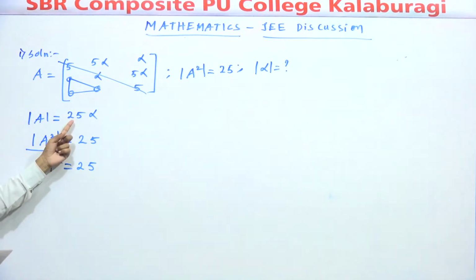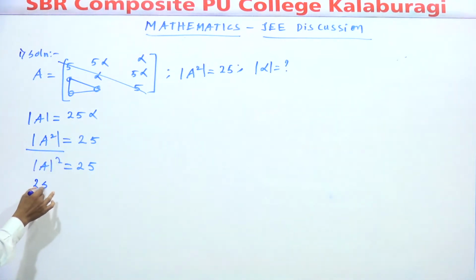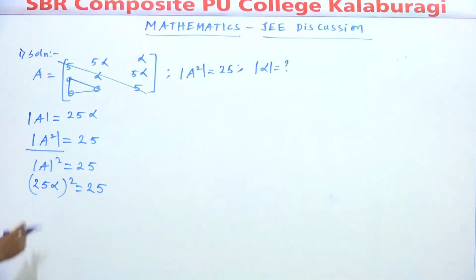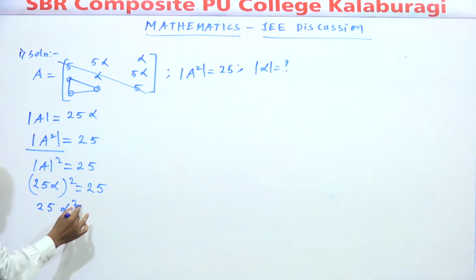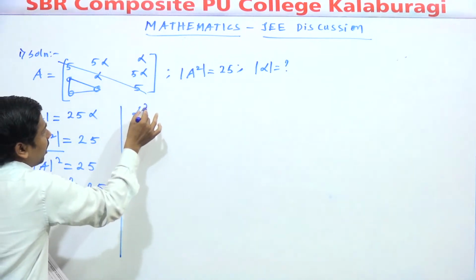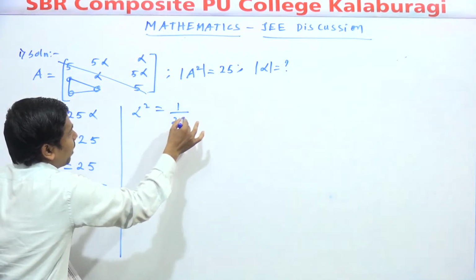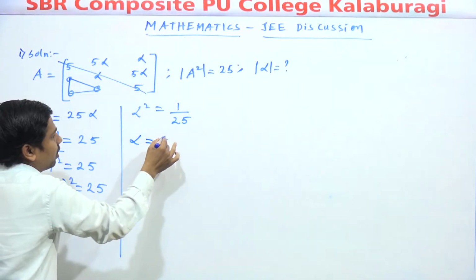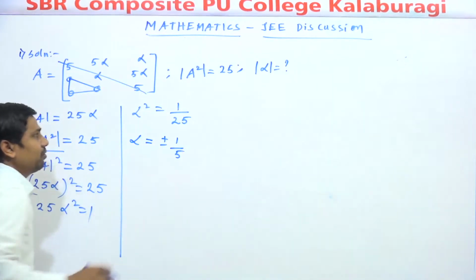What is the determinant of A? 25 alpha. So 25 alpha whole square is equal to 25. So 25 gets cancelled, one more 25 is left out here. 25 alpha square is equal to 1. Then alpha square is equal to 1 by 25. Then alpha is equal to plus or minus 1 by 5.